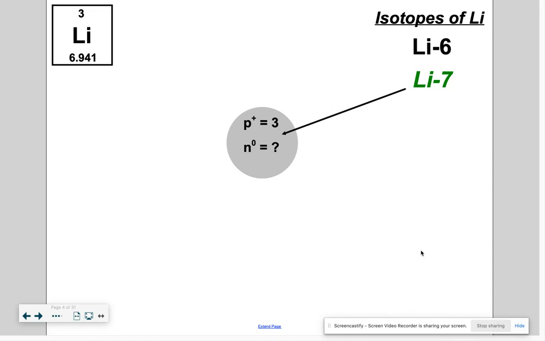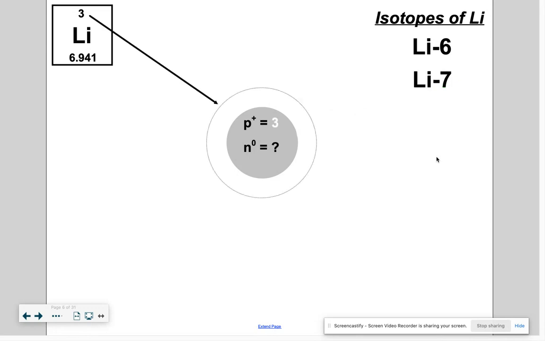We know that there are 7 nucleons in lithium, but we already know that 3 of them are protons. So how many more nucleons do we need to make it 7? Well, 4, right? That tells us that there are 4 neutrons in this nucleus. If that's confusing for you, pause it, rewind it, rewatch it, okay? Because the number of protons added to the number of neutrons has to always equal the mass number. Always. That's how you figure out the number of neutrons.